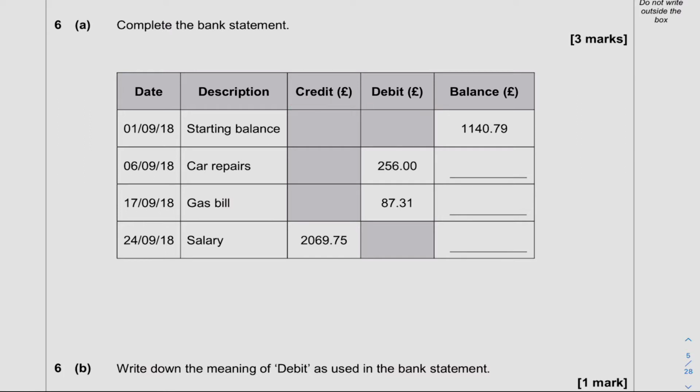So what we do first of all is, for this answer here, we do 1140.79, take away 256, and when we type it into my calculator, we end up with £884, so 884, and then 79p remaining. Okay, we do the same again.